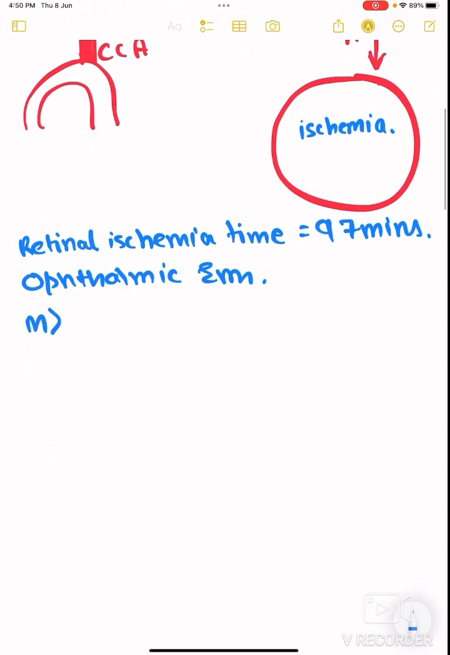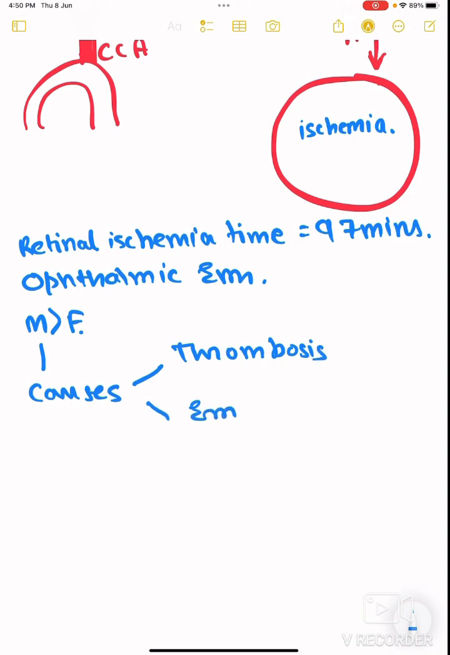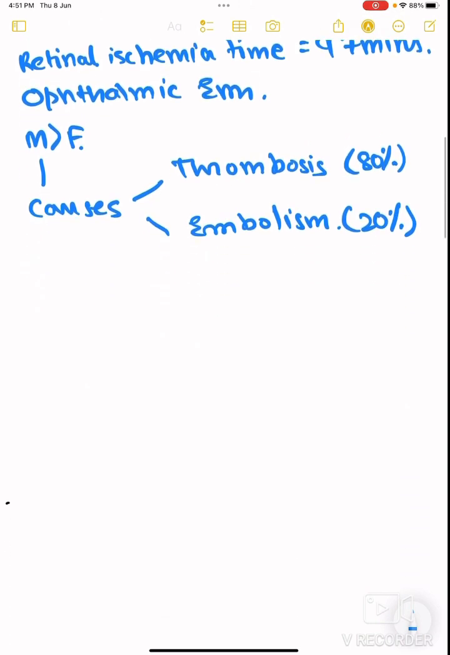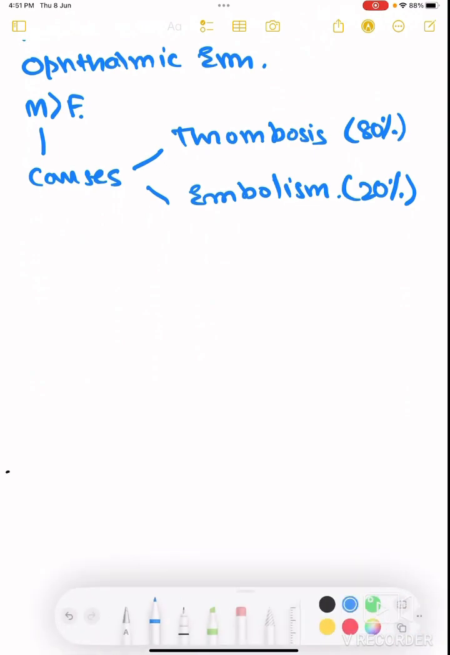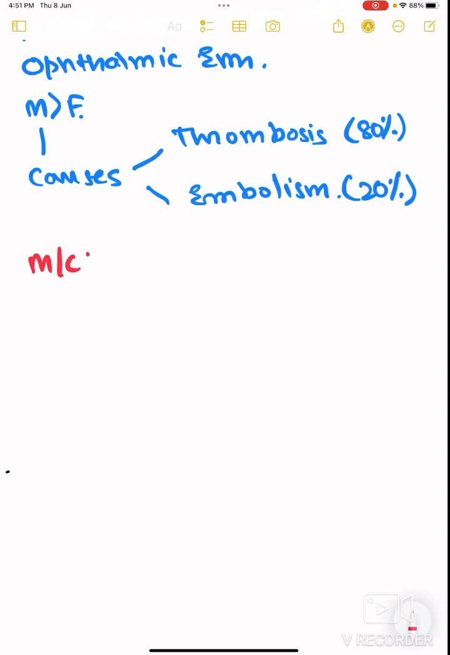It is more common in males than in females, and the causes are two types mainly. First one is thrombosis, and the second is embolism. Thrombosis consists of 80% of the cases, and embolism consists of only 20% of the cases of central retinal artery occlusion.